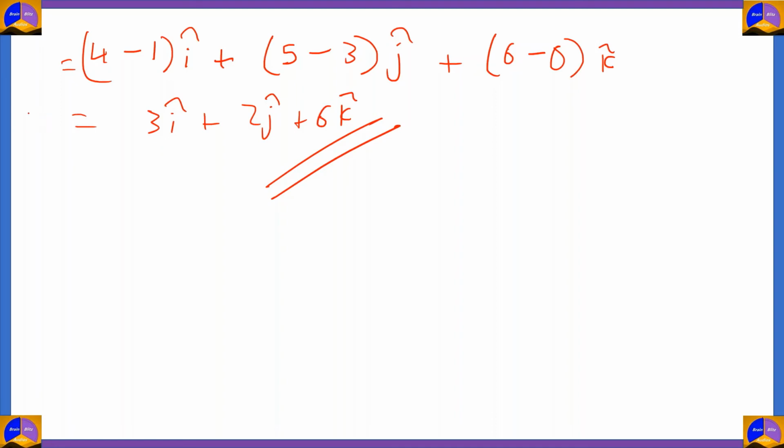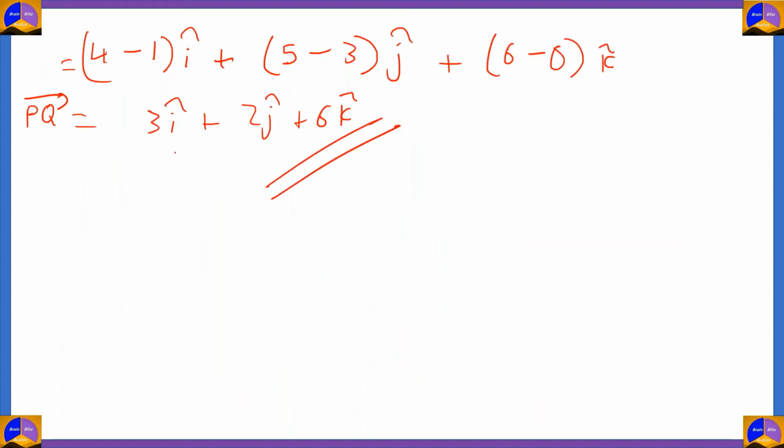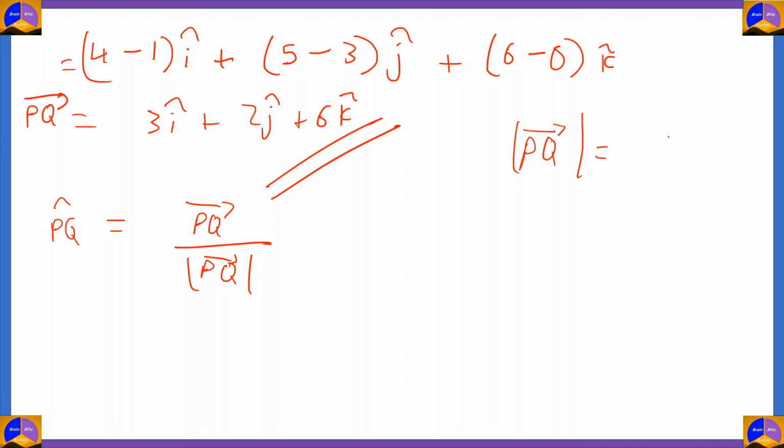as our vector PQ. But wait, the question is not over. We need to find a unit vector in the direction of vector PQ. So we need to find the unit vector of PQ. PQ cap will be vector PQ divided by modulus of vector PQ. Now, modulus isn't a big deal. Just find the sum of the squares of the direction ratios and then take the square root.